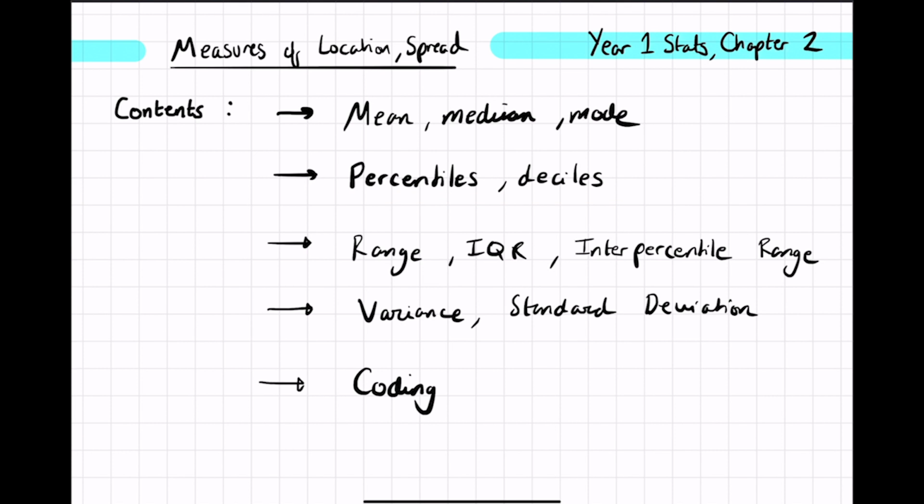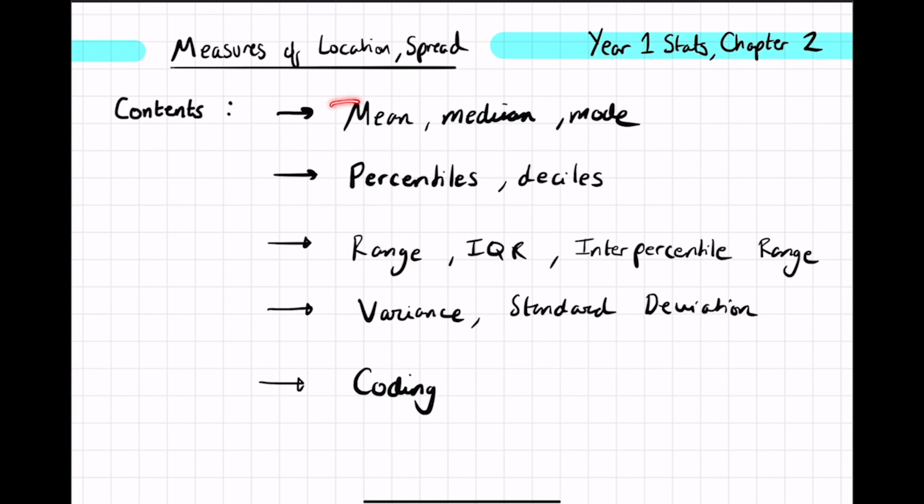bit about this. It's quite similar to things like the median, but the median is in the middle. Percentiles and deciles are just looking at all the other parts in between. So we'll take a look at that as well. Then apart from that, we'll take a look at things you already know about as well, like the range, interquartile range, interpercentile range, and so on.